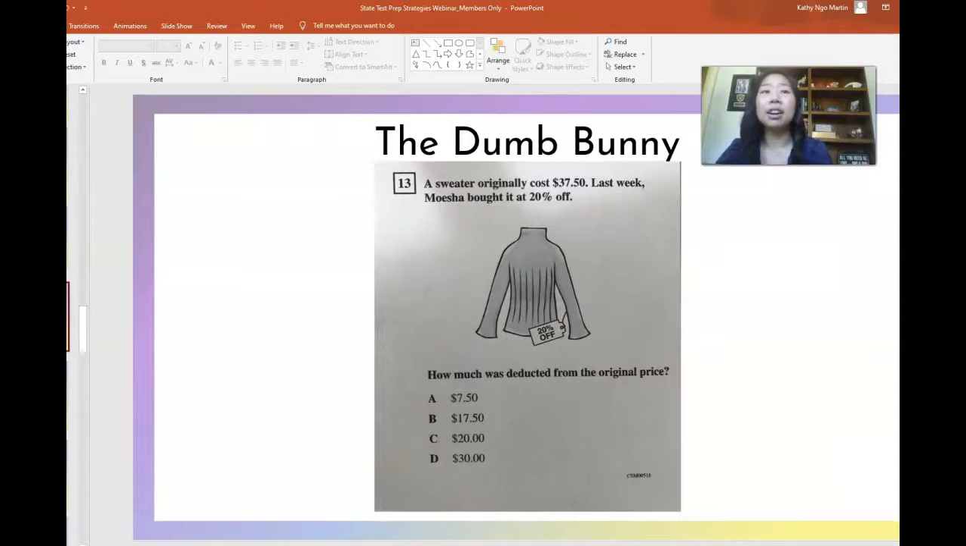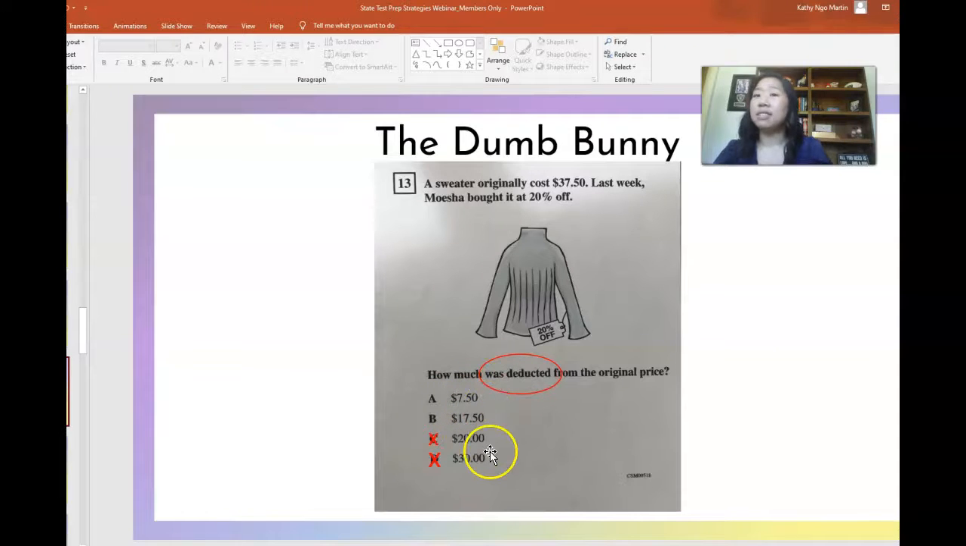Okay, let's take a look at another one. A sweater originally cost $37.50. Last week, Moesha bought it at 20% off. How much was deducted from the original price? So what is it asking us to do? It's asking us not the total, right? It's asking us for how much was deducted. So I might not know what 20% off of $37 is, but we can kind of do some thinking around this, right? So could it be $7.50 that was taken off that I saved?